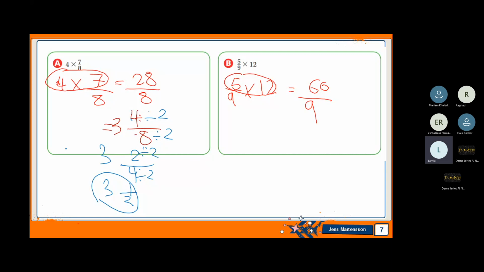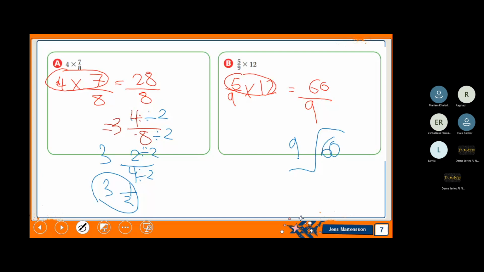Teacher, I don't understand. Now, 60 over 9. What do we have to do? Okay, look at B now. How will we divide 60 over 9? Yalla, 9 times 1, 9 times 2, times 3, times 4, times 5, times 6, times 7, times 8, times 9.